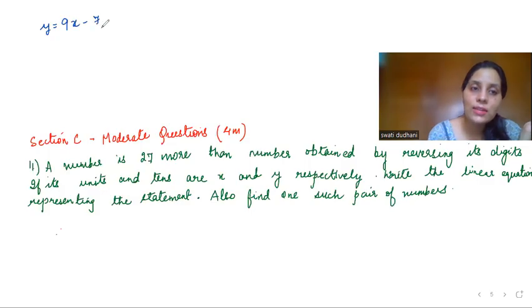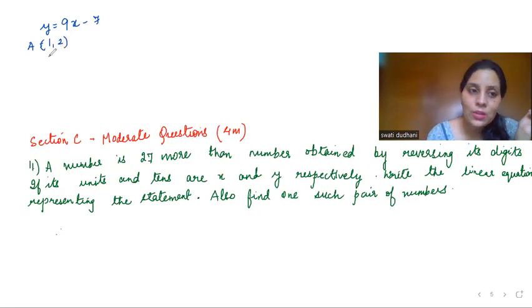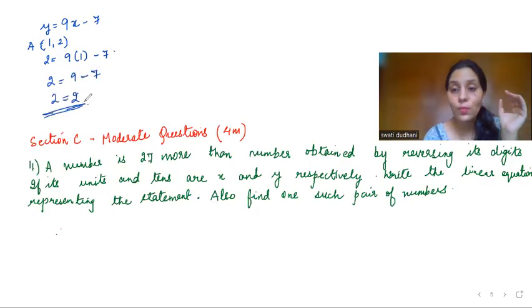First let us take the values of A. What are the values of A? A is (1, 2). So let us substitute. First is always x, second is y. So 2 is equal to 9 into 1 minus 7. So 2 equal to 9 minus 7, which is 2 equal to 2. If you have left hand side equal to right hand side, it means the point lies on the equation.